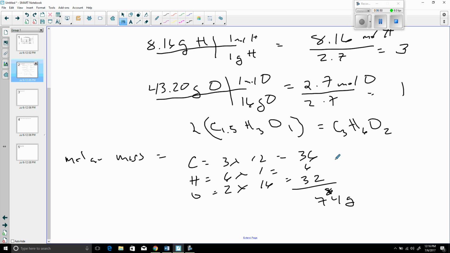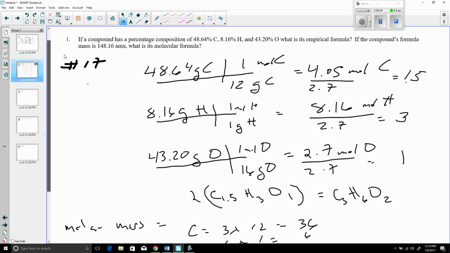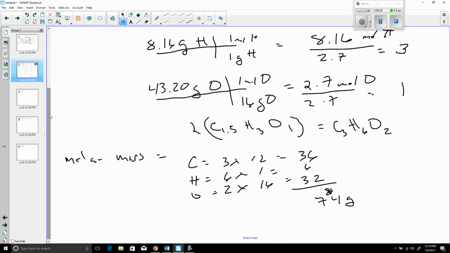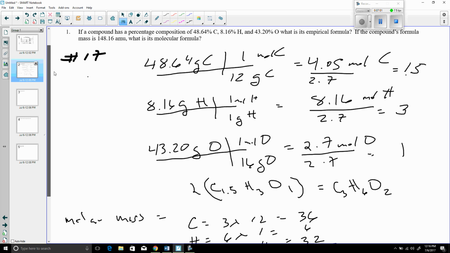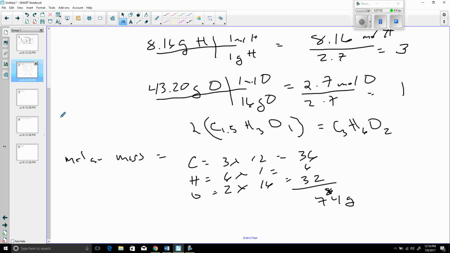So why do I need to know that? Because I'm trying to find my molecular formula, and my molecular formula has a molar mass of 148.16. So I'm going to take my molar mass of molecular and divide by molar mass of empirical. I can't remember that number to save my life, sorry to waste your time, but it is 148.16.